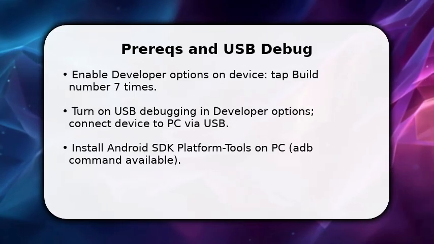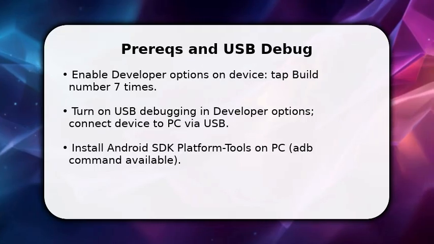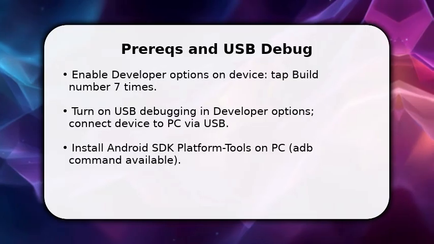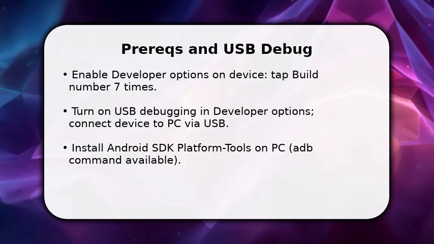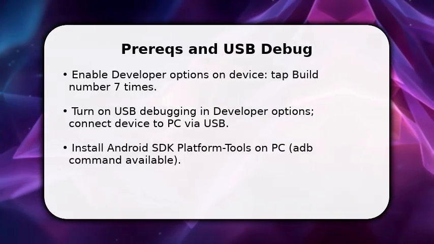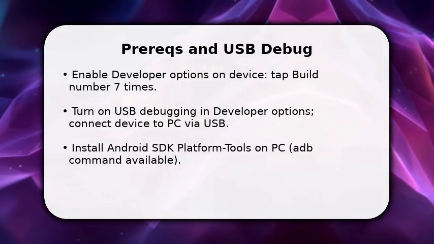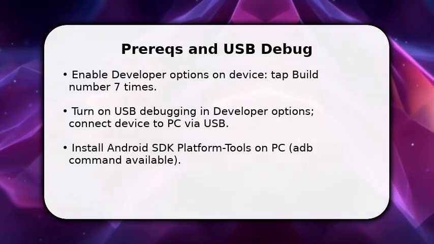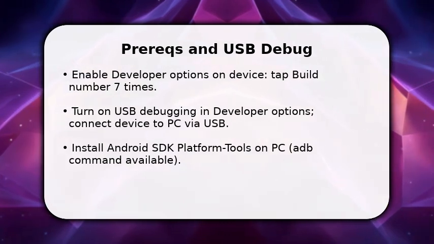Enjoy the video. You start by preparing the device and PC so ADB can talk wirelessly. Once done, enable developer options by tapping build number 7 times, then turn on USB debugging. Connect the phone to your computer with USB so ADB can authorize. Make sure Android SDK Platform Tools is installed on the PC and that the ADB command runs from a terminal. This initial USB connection lets your computer pair with the device securely before switching to Wi-Fi.